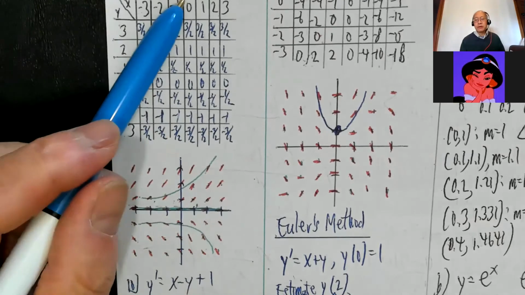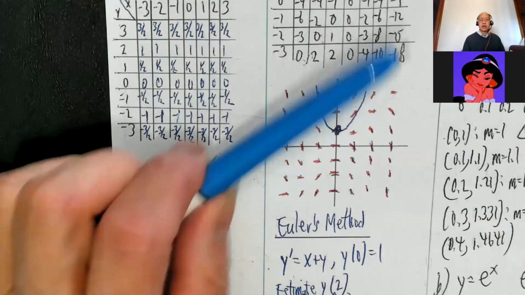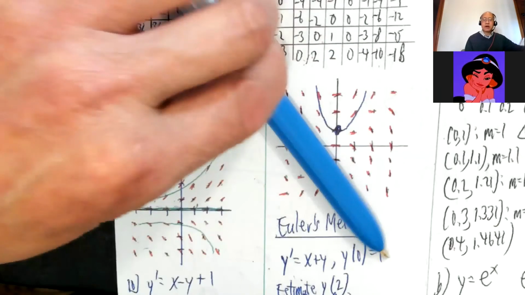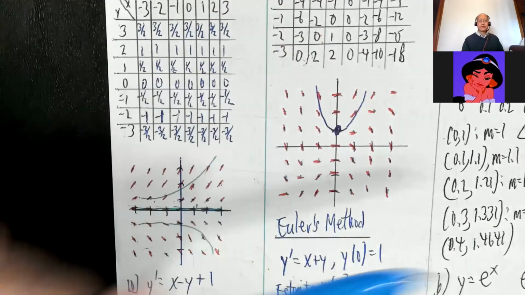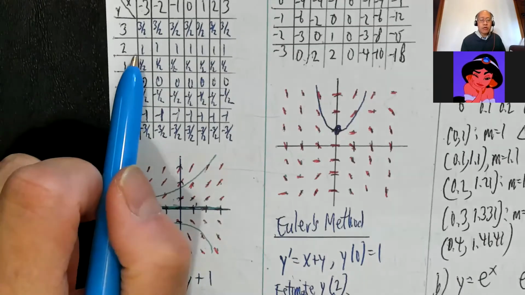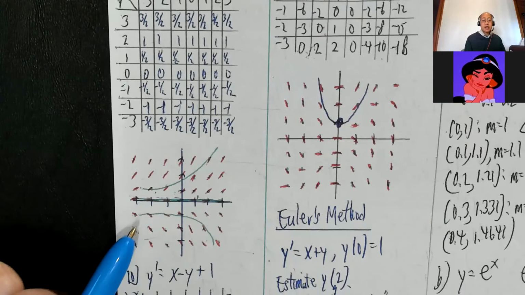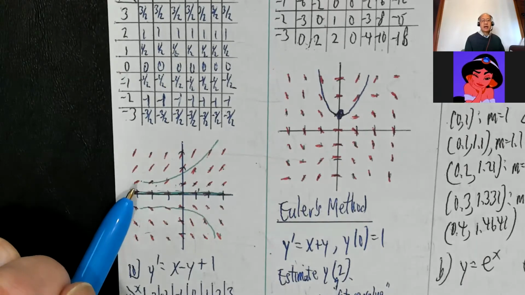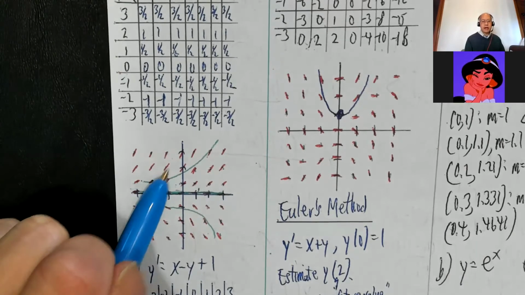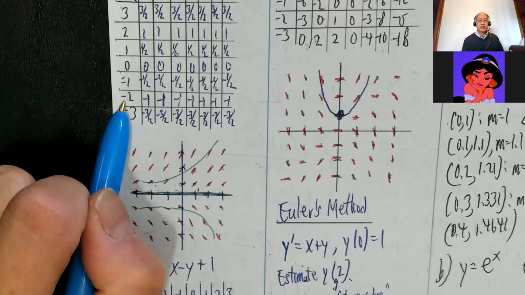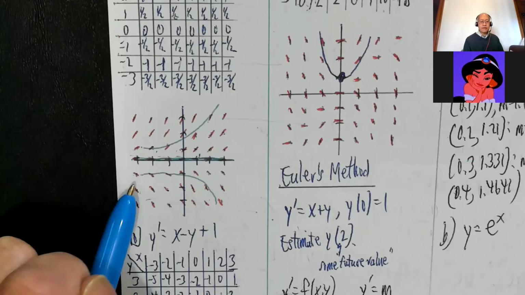The next ones you should be familiar with are slopes of 1 and -1. Slope of 1 goes up at a 45-degree angle. Slope of -1 falls at a 45-degree angle. So whenever y is 2, slope is 1, 1, 1, 1, 1, 1. So they go up at a 45-degree angle. At y equals -2, I go down at a 45-degree angle.